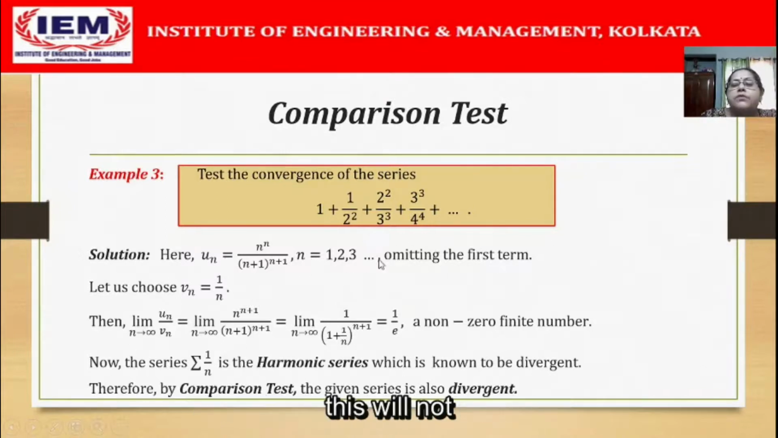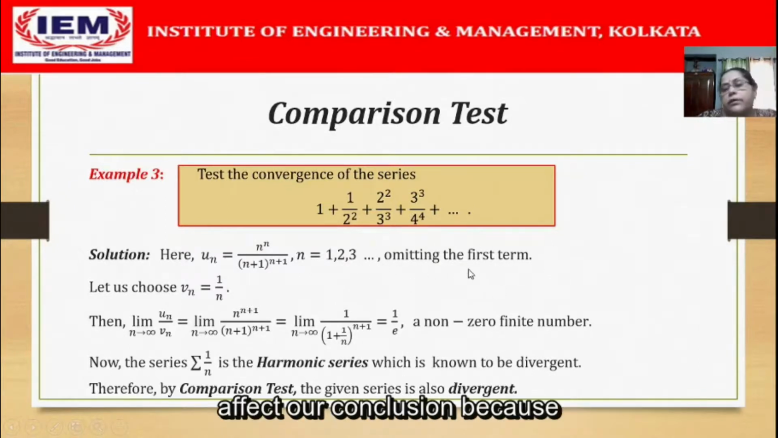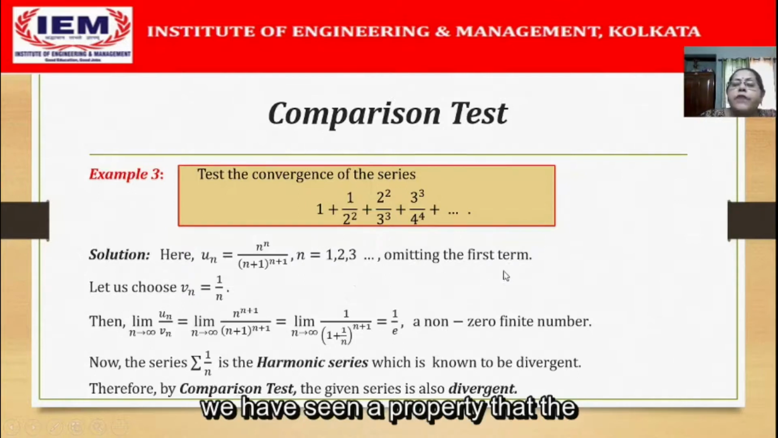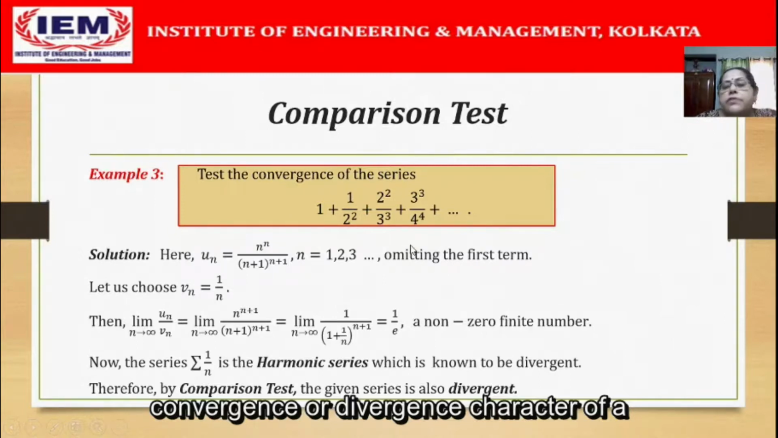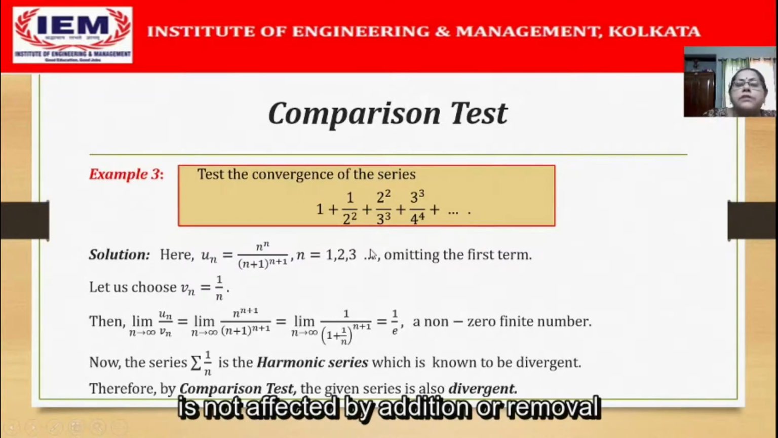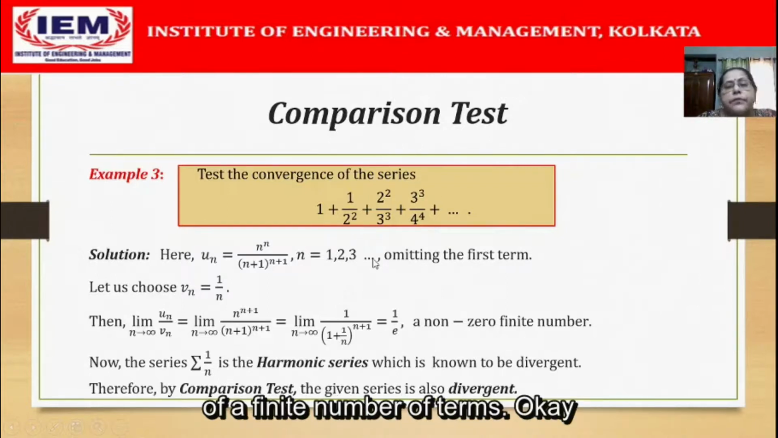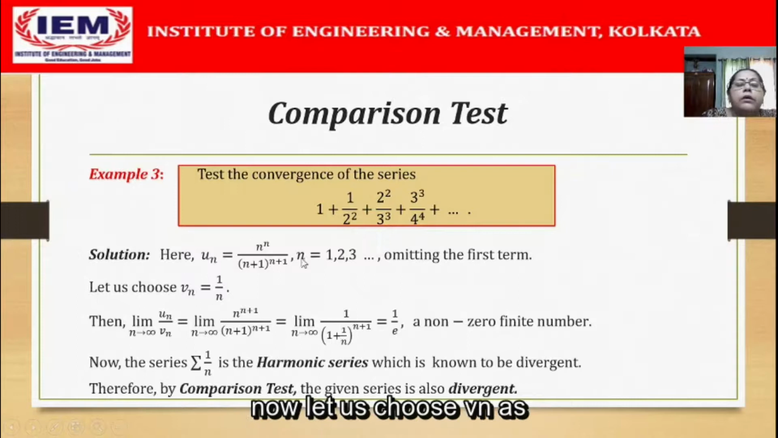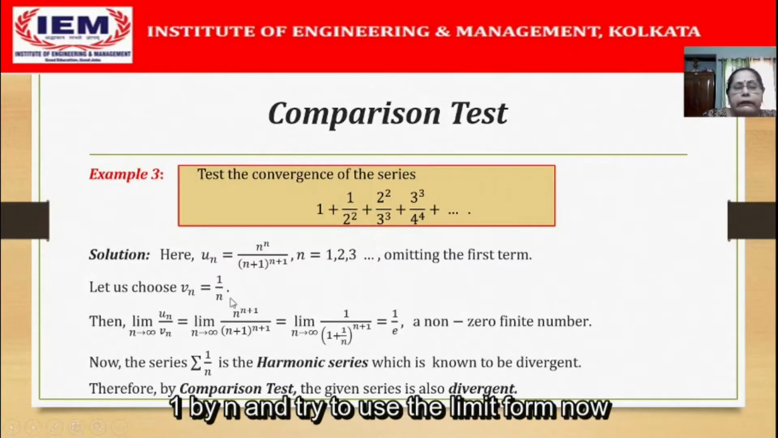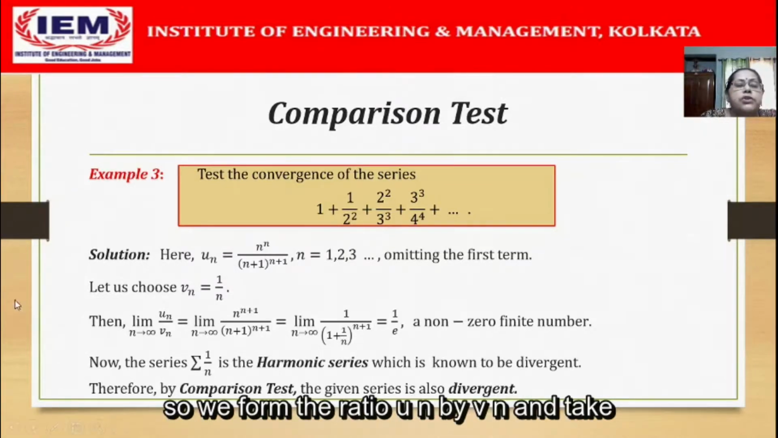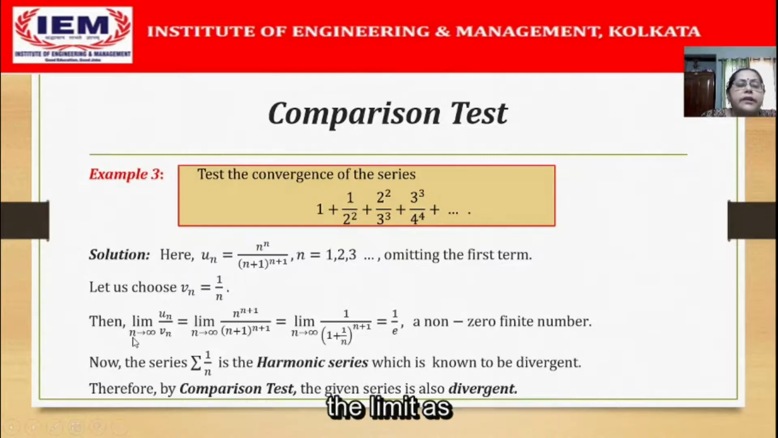Now note that this will not affect our conclusion because we have seen a property that the convergence or divergence character of a series is not affected by addition or removal of a finite number of terms. Okay, now let us choose V_n as 1 by n and try to use the limit form. So we form the ratio u_n by V_n and take the limit as n tends to infinity.